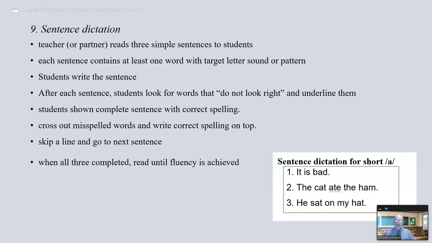Then you show students the complete sentence with the correct spelling. You can show them a card or put it on a screen. They then cross out the word, they don't erase it, and they write the correct word on top. This enables them to see both the before and after. They skip a line and go to the next sentence. When all 3 are completed, they reread until fluency is achieved. Sentence dictation. Read the sentence, look for words that aren't spelled right, cross it out, write it right above, go to the next one, reread until fluency is achieved.